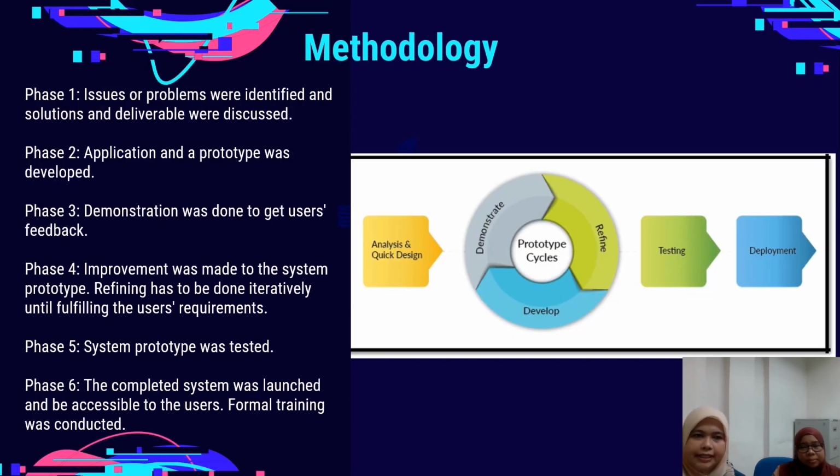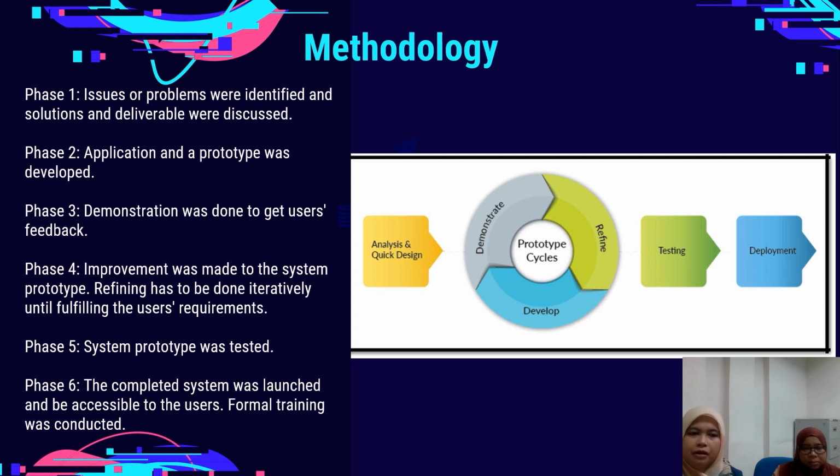The methodology that we have adopted is called Rapid Application Development, or RAD, which consists of 6 phases. The first one is that issues or problems were identified by us, and solutions and deliverables were discussed. In phase 2, an application and a prototype were developed. In phase 3, a demonstration was done to get users' feedback.